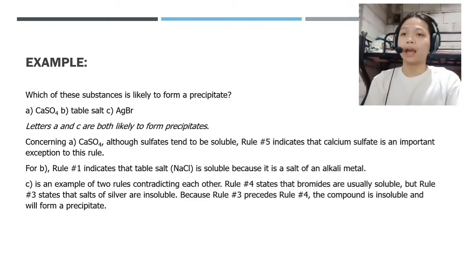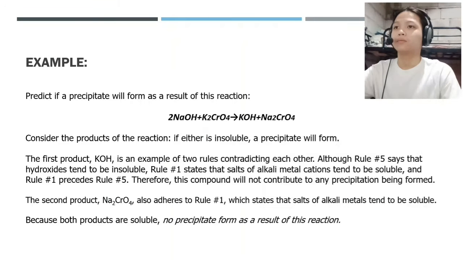of an alkali metal. C is an example of two rules contradicting each other. Rule number 4 states that bromides are usually soluble, but rule number 3 states that salts of silver are insoluble. Because rule number 3 precedes rule number 4, the compound is insoluble and will form a precipitate.